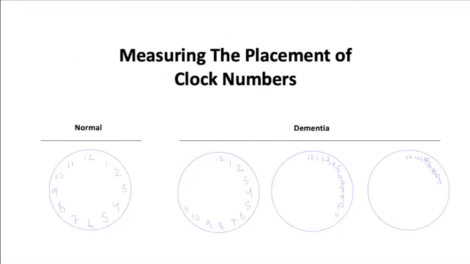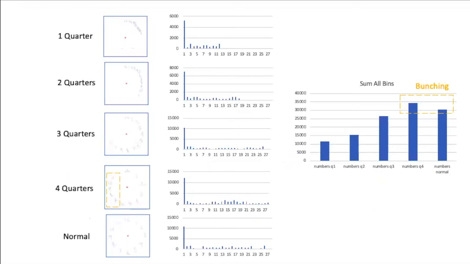So moving on to the topic of how numbers are placed on clock drawings, we see here that the normal drawing of a clock shows even placement of integers ranging 1 through 12, but dementia causes the bunching of numbers, or writing more than 12 numbers, or even writing no numbers at all. So here we created a series of clocks that have number placements that span one or more of the 4 quadrants, which we refer to as quarters of the circle. So at the bottom is the normal placement of numbers.